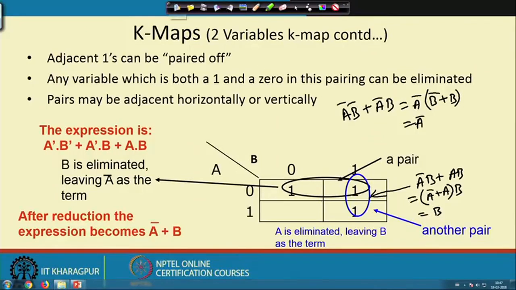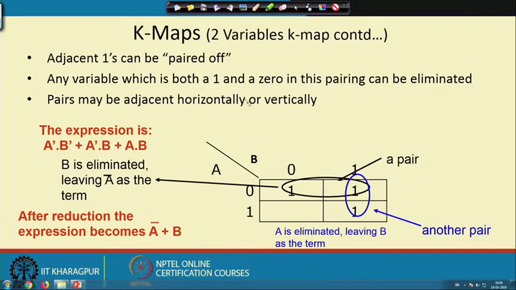So, this is the beauty of Carnot map. Once you have drawn it, you can just go on grouping them and getting the minimum form, and there is a proof that these are going to be the minimum one. There are certain rules. If you follow that, there is a proof that you will definitely get a minimum sum of product form.